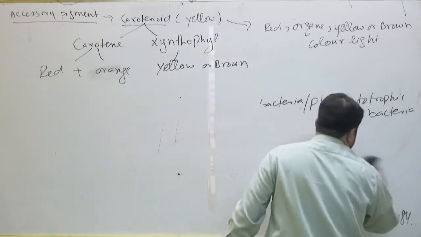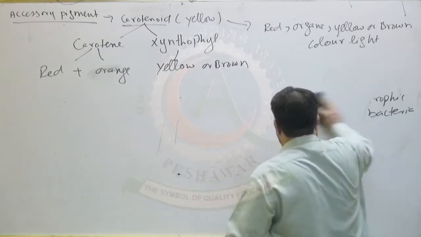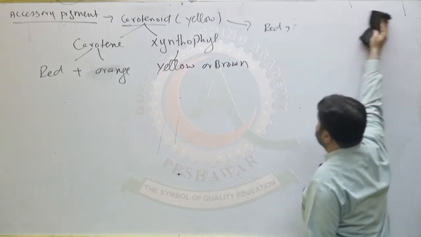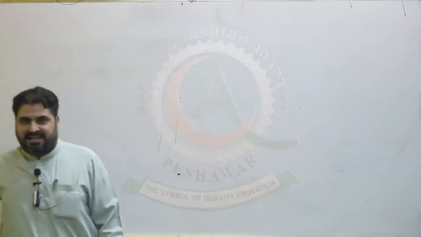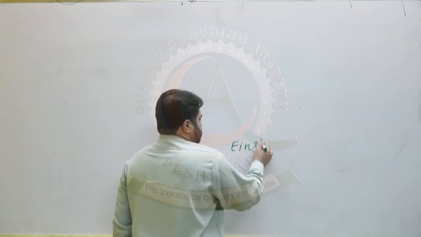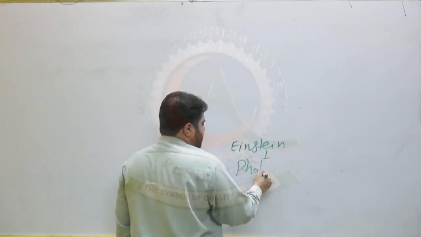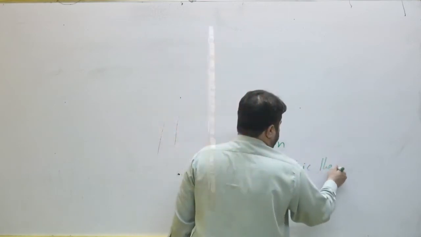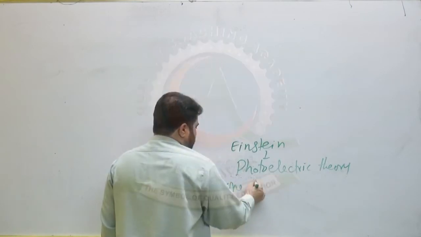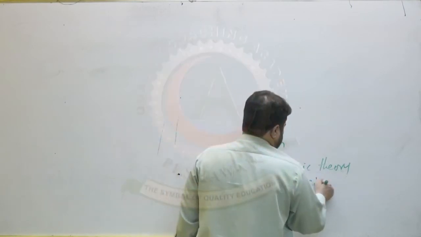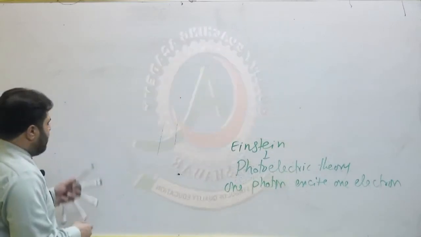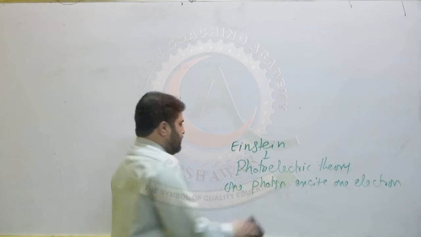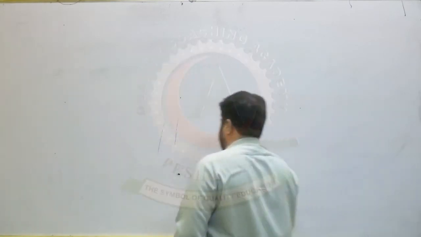Another most important thing is Einstein. He put forward a theory called the photoelectric theory. According to this theory, one photon excites only one electron. Einstein put forward a theory called the photoelectric theory. According to the photoelectric theory, one photon excites one electron. So it means that when sunlight beams fall on the plant body, they have the ability to excite the electron.